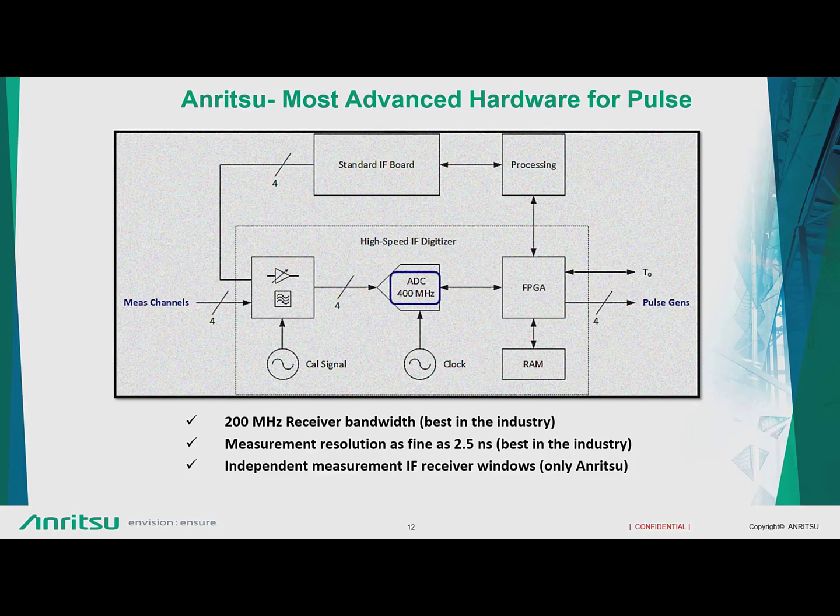So having independent measurement IF receiver windows is very important. And then of course somebody would want to record the entire sequence which is happening, so we do have 500 milliseconds of record length as well. Now this is something that I wanted to show you.